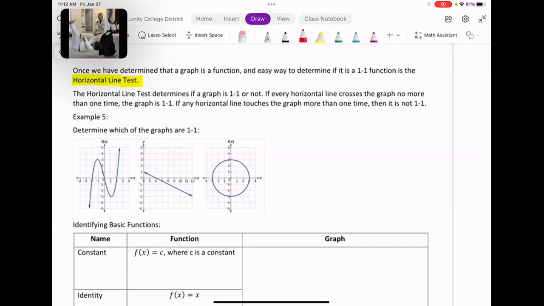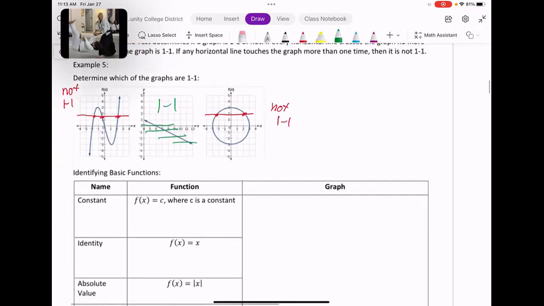So we can see in this first example, I can draw a horizontal line and it crosses it more than once. So this is not a function. Not one-to-one, pardon me. Neither is this one. However, you can see here, every horizontal line is going to cross it no more than one time. So this one is one-to-one.